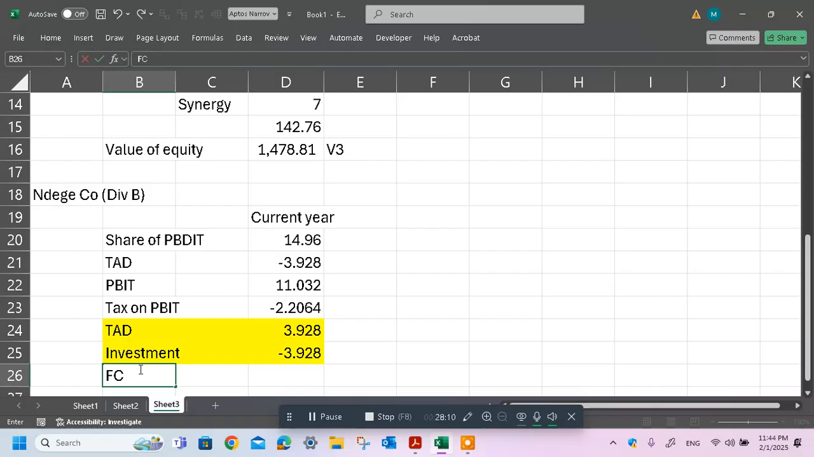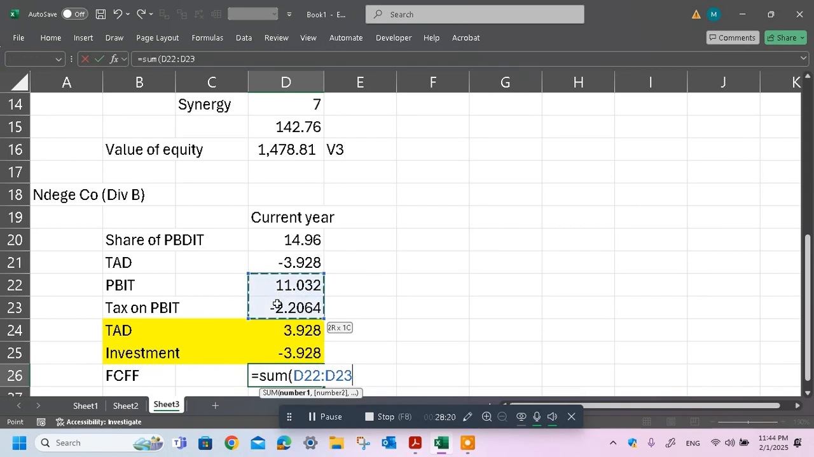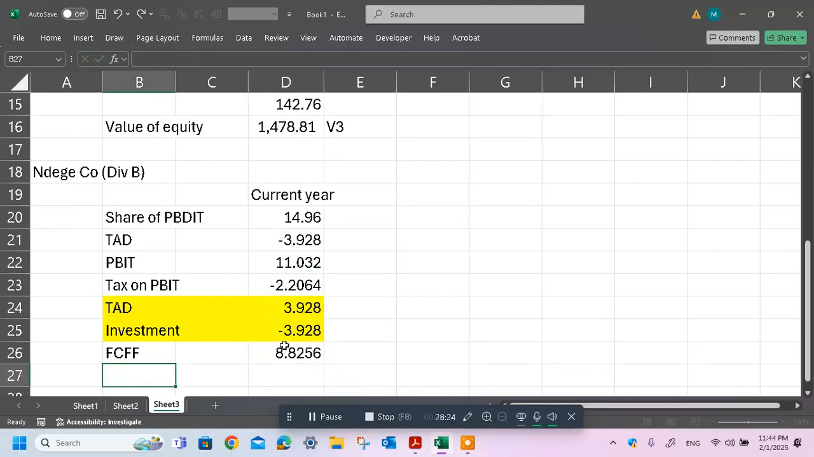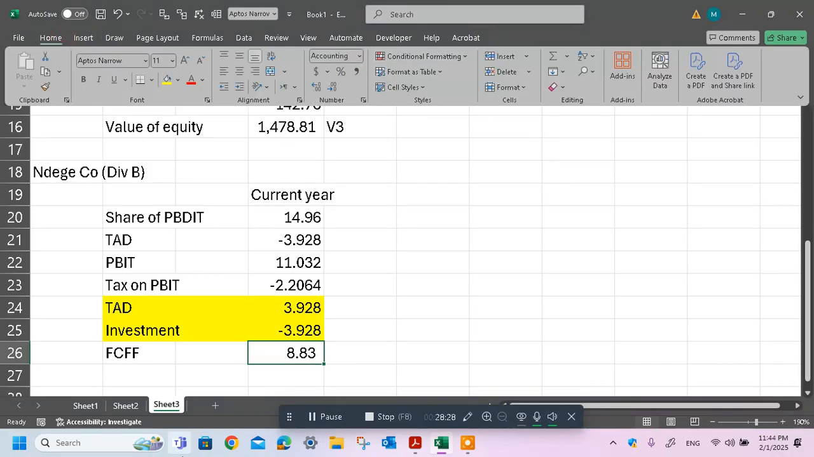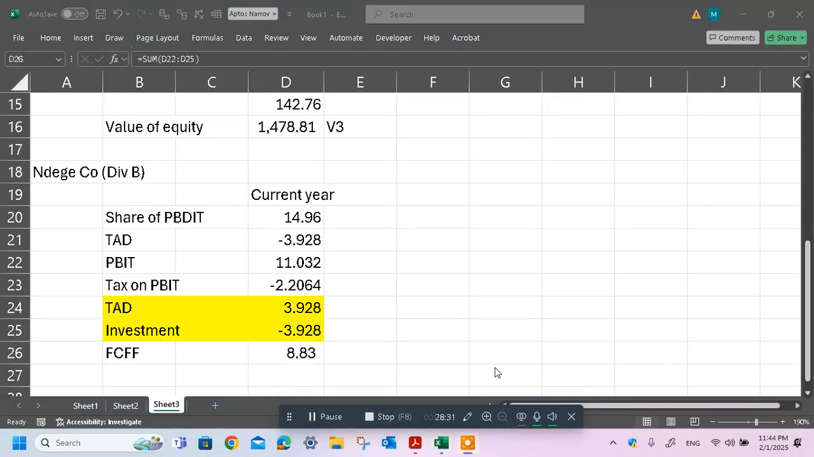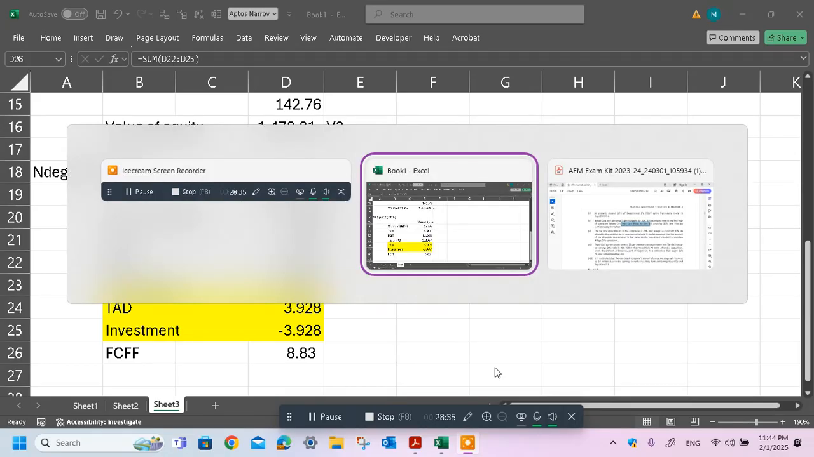Anyway, the free cash flow to firm that we get here is, let me say, sum function: sum of PBIT, subtract the tax, add back the depreciation, subtract the investment. That is the free cash flow to firm that we get. 8.83. Let's go back and see here.